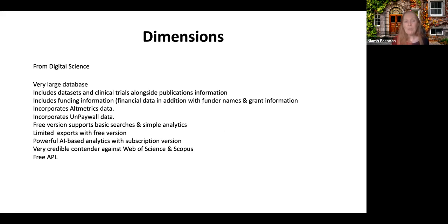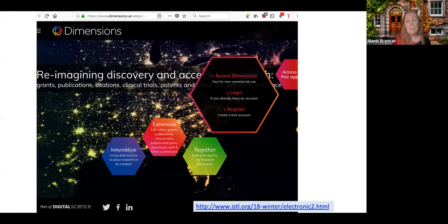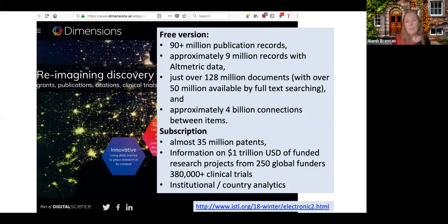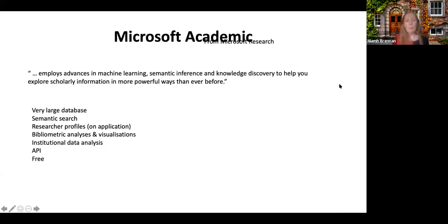So they've got a free version of it. That includes the metrics information, but paywalls data about open science. The free version supports basic searches and simple analytics, and it has limited exports, but it has these very powerful artificial intelligence based analytics with the subscription version. And there's a free API for pulling the information into your own systems. So there's Dimensions, and it's linked. So, huge numbers of records, enormous numbers of patent searches as well. A very different type of tool compared with Web of Science.